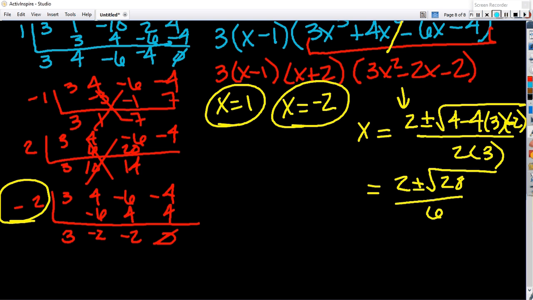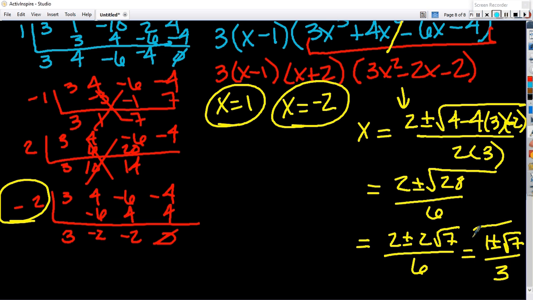28 can break down to root 7. Yep, everybody can get divided by 2. So you get 1 plus or minus root 7 over 3. There's 2 more answers. 2, 3, 4 answers. What was my biggest exponent in the beginning? Was it 4? Yes, because I got 1, 2, 3, 4.